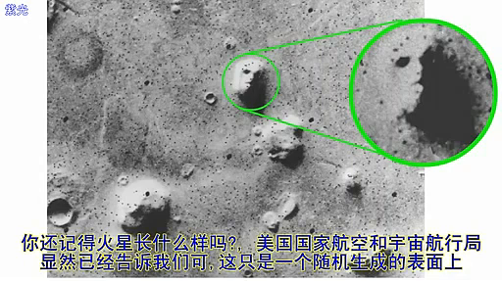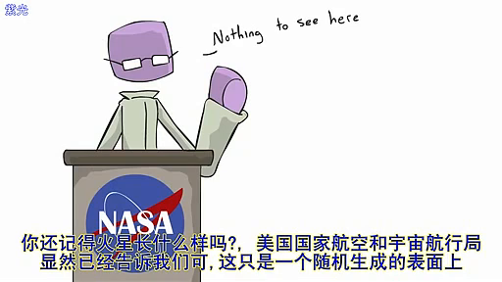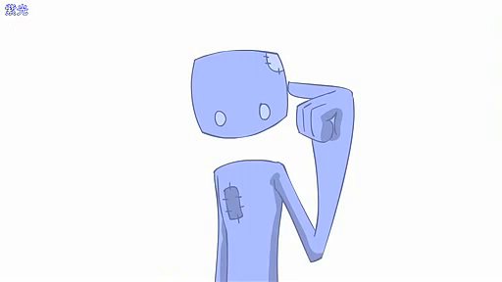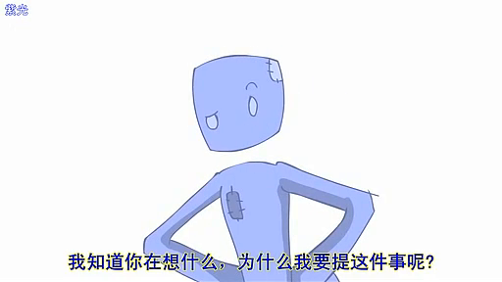Do you remember the face on Mars? NASA obviously tells us that it's just a random formation on the surface of the planet. But right next to the face, there are also a few pyramids and other anthropomorphic structures. I know what you're thinking. Why on earth would I bring that up all of a sudden?